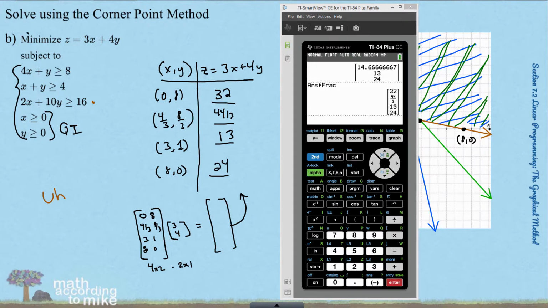We are trying to minimize, which means we want the smallest value, so that would be 13. So 3, 1 would be the optimal solution. And 13 would be the optimal value. All right.